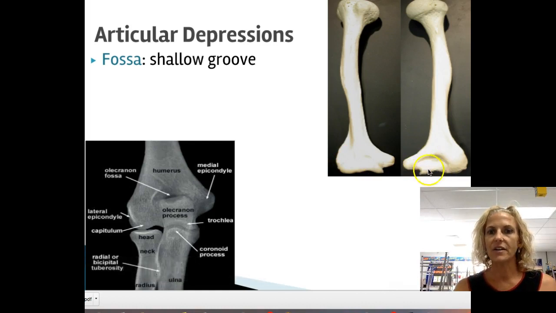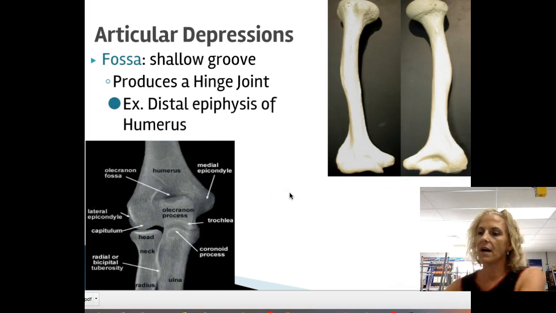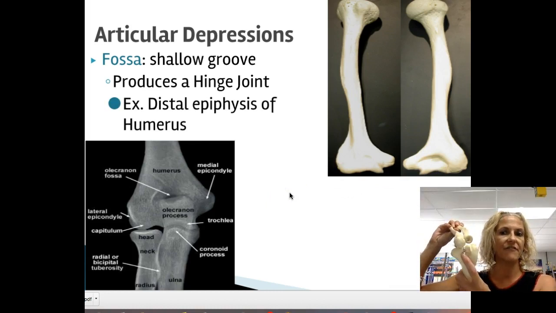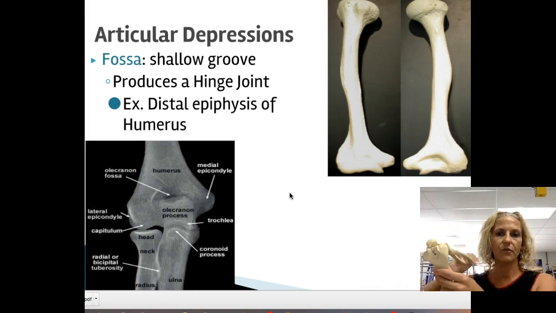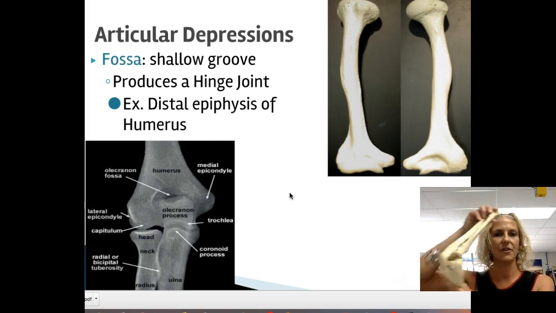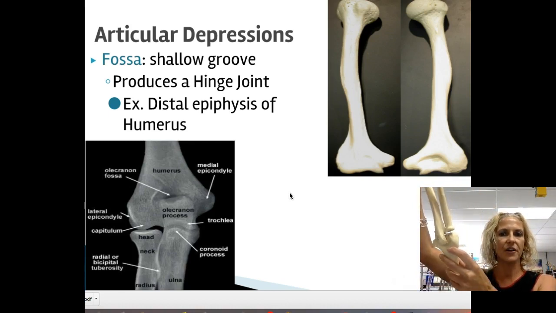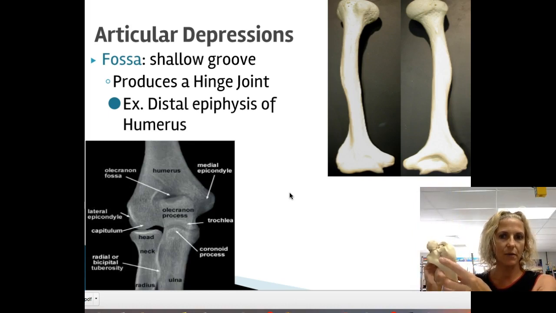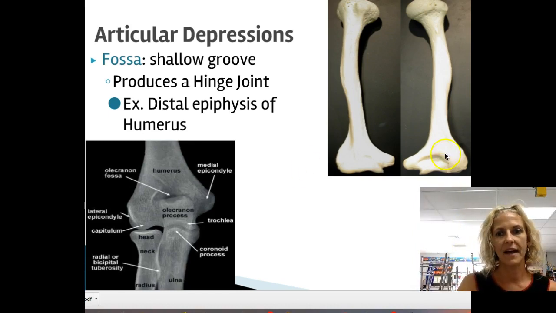And this here, this is a fossa, a shallow groove. So also participating in that hinge joint right here, you have the olecranon fossa. So there's a groove that your elbow portion of your bone fits into, or the bony portion of your elbow. So the olecranon process fits into the olecranon fossa. So that groove right there, that would be a fossa.